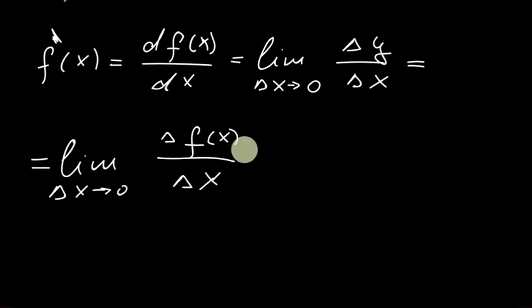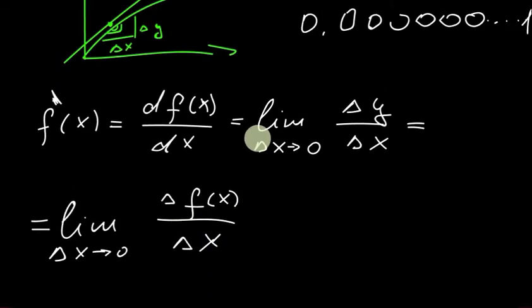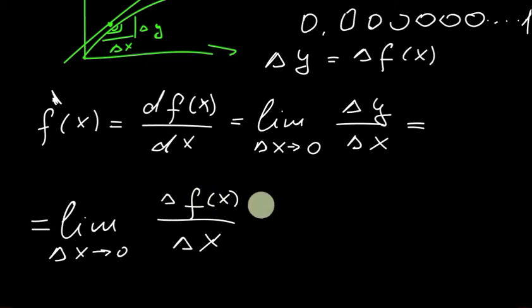From this equation you can see that we are saying that delta y is equal to delta f of x, and that is essentially true, because for a function f of x, we give some value of x, and in return from this function we get a value of y. So we actually don't change anything here. We simply write delta f of x instead of delta y.